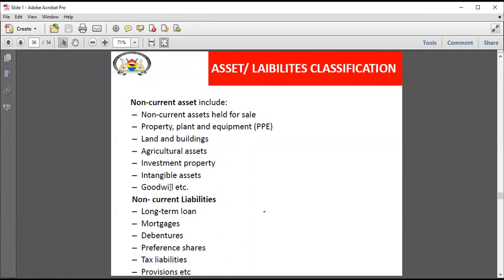Okay. You can also have investment property. Companies can also invest in other companies. So if you have an investment in another company, that can also be a non-current asset in your books of accounts, because you'll be getting dividends on it. So that's the economic cash inflow that we expect to flow to the entity. As you can see, our non-current liabilities include debentures, mortgages, preference shares, and tax liabilities. We can also have provisions, if the provisions are more than 12 months.